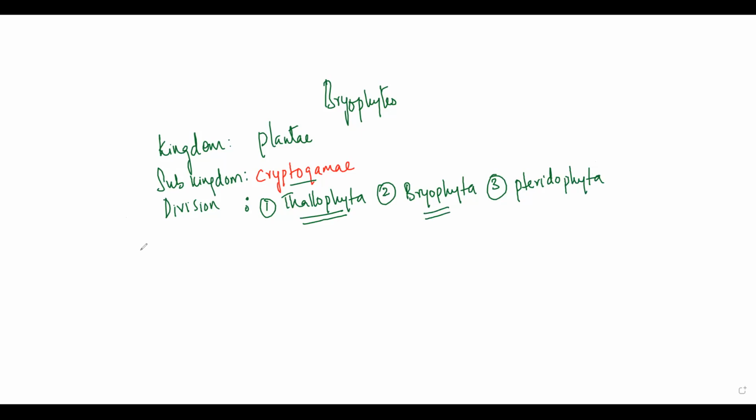The first point about the bryophytes that we need to know is that this term was coined by Mr. Robert Braun. These are the most primitive non-vascular land plants. They do not have vascular tissue like xylem and phloem. These are the first ones to come on the land.